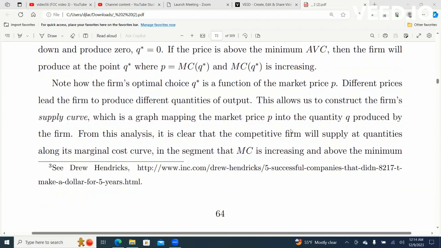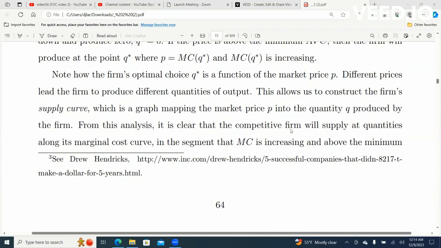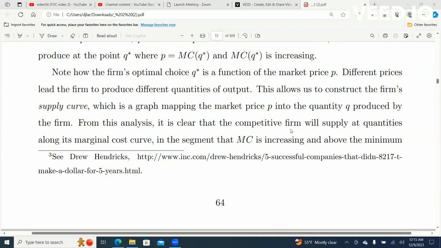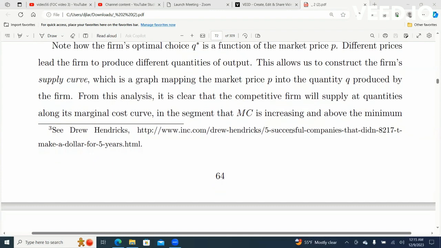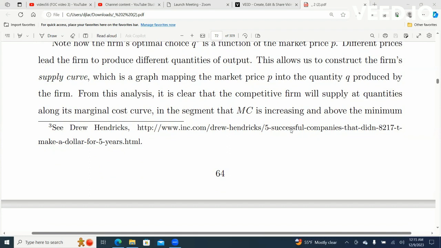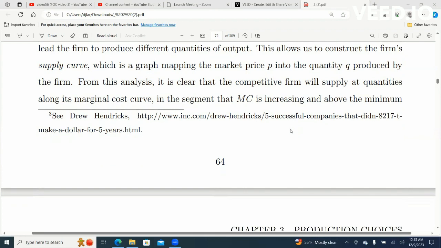If the price is above the minimum average variable cost, then the firm will produce at a point Q where the price always equals the marginal cost, and the marginal cost is increasing. Note how the firm's optimal choice Q star is a function of market price P. Different prices lead the firm to produce different quantities of output. This allows us to construct the firm's supply curve, which is a graph mapping the market price P into the quantity Q produced by the firm.